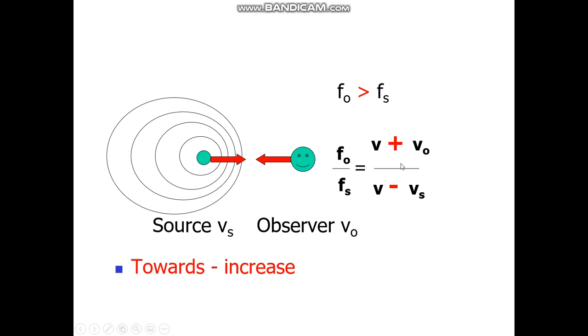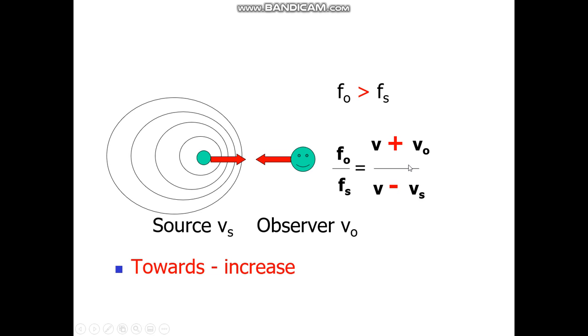The easy way to remember this is, I think, just to remember that it doesn't matter who's moving, but if they're moving towards each other, they're going to increase the fraction. To increase the fraction, you need to add something on the top and minus on the bottom. Since observer frequency is on the top, we add the velocity of the observer on the top. And since the source frequency is on the bottom, we minus the source velocity from the bottom. Now that to me makes sense, and that's the way I remember it.